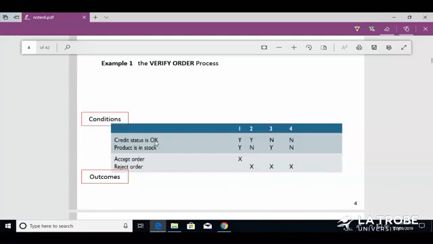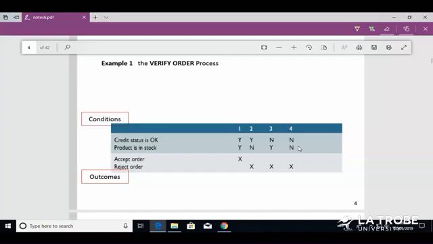How many conditions do we have? We have two conditions: credit status is okay, and product is in stock. The outcomes that reflect those conditions are accept order and reject order. On the right side, we have the rules. What do we mean by rules? Rules mean the possibilities that reflect these conditions.